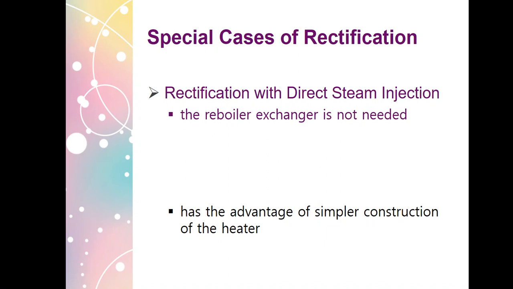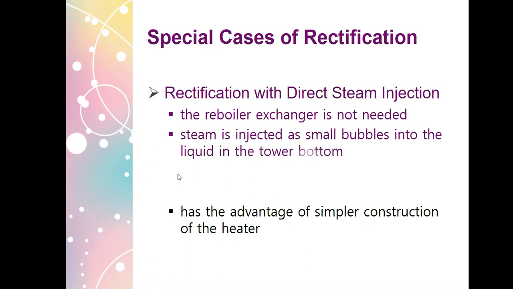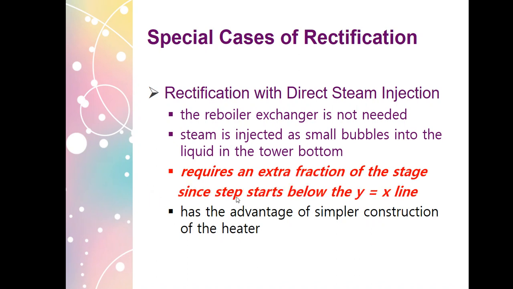Now, in the case of direct steam injection, steam is really introduced into the column, not using the reboiler anymore. So, you see, the reboiler exchanger is not needed anymore. Steam is injected as small bubbles into the liquid in the tower bottom. And this requires an extra fraction of stage, since when you do the graphical approach, the steps of your stripping section operating line go beyond or below the y equal to x line. That would be shown to you in a little while.